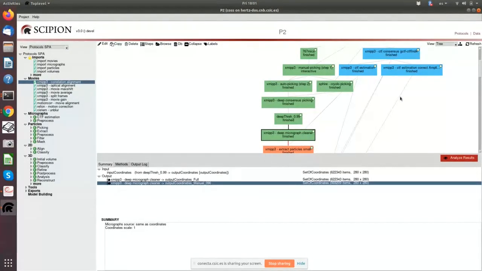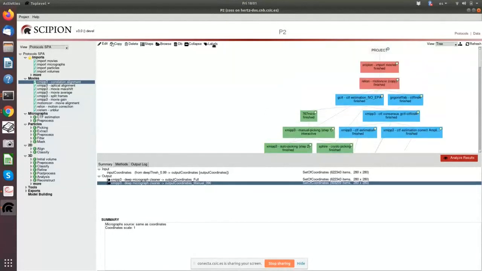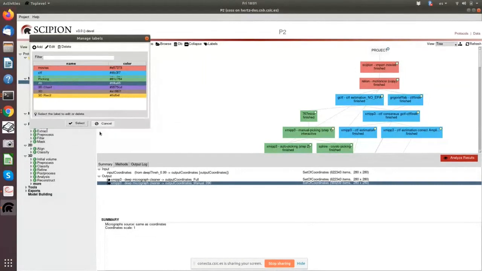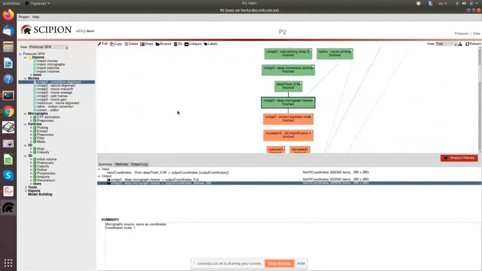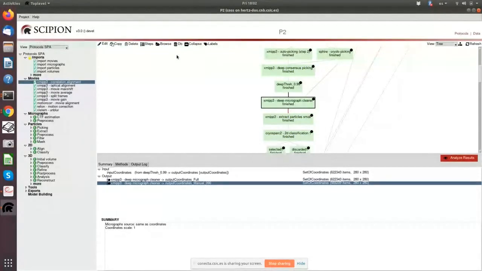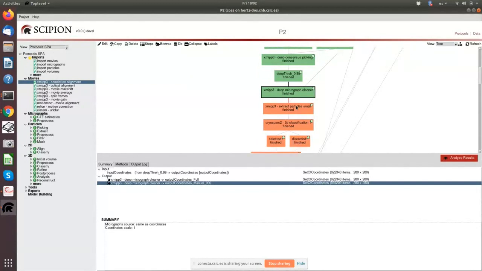By the way, you know that you can color your boxes using the labels in Scipion. So you can create new labels here. You create the labels that you like, and then you can choose any one of those labels and assign it to the box that you have selected. And to see the colors of the labels, you can go to here, toggle color mode, and then there are different color modes. This is the default one that tells you whether the protocol has finished or not. And this one is with your labels. Okay, so now we have coordinates.